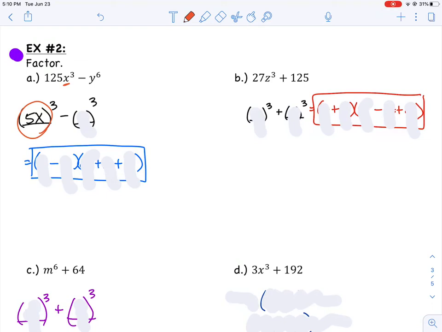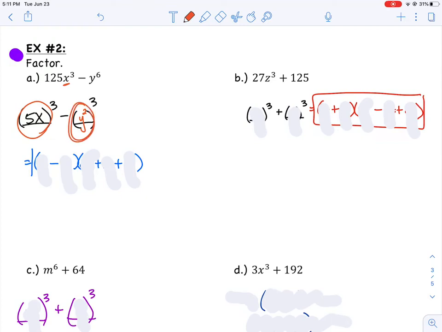So, y to the 6th power, we've got to make that into something cubed that's equivalent to y to the 6th power. What we can do is we can take that y to the 6th and divide it by 3. So it's 6 divided by 3. You should end up getting y squared. Now remember, when we raise to a power, we really multiply the exponent, so 2 times 3 should give me 6. That makes sense, right?